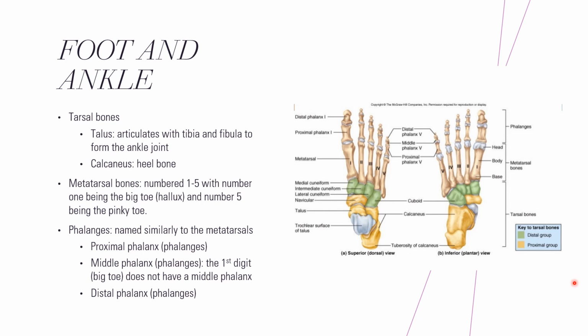And then we have phalanges, just like we have in the hands. And similarly, we have the proximal, middle, and distal phalanx. And just like in the hand, the first digit, which is the big toe, which is the hallux, only has a proximal and distal phalanx. There's no middle phalanx. But the rest of the toes have a proximal, middle, and distal phalanx.